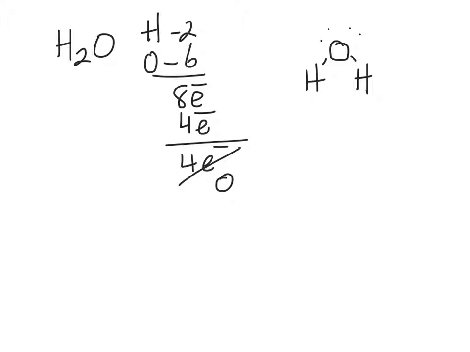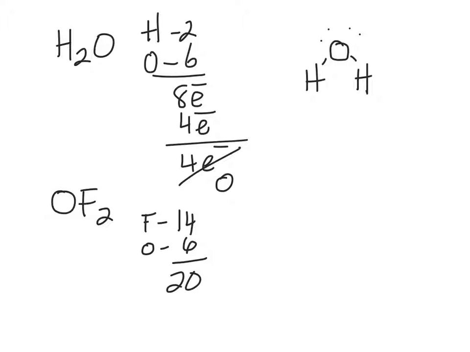So now let's do something a little harder. OF2. Two fluorines, yes. How many does fluorine bring? 7. So how many do 2 bring? 14. How many does oxygen bring? 6. For a total of 20 electrons. So we've got 20 electrons to place. It's like a potluck. You bring, but everybody shares.